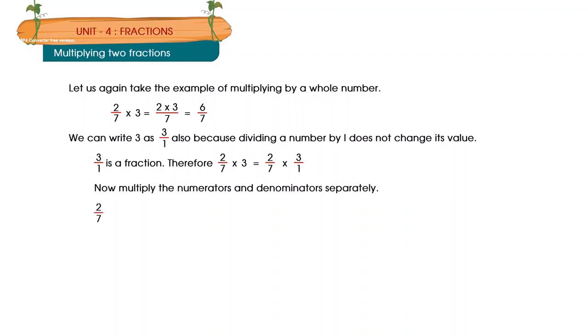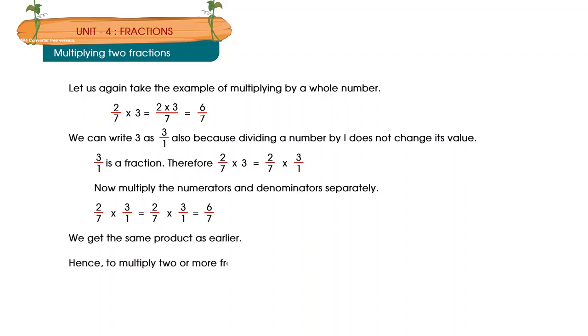Now multiply the numerators and denominators separately. 2/7 × 3/1 = (2 × 3)/(7 × 1) = 6/7. We get the same product as earlier. Hence, to multiply two or more fractions, multiply the respective numerators and denominators.